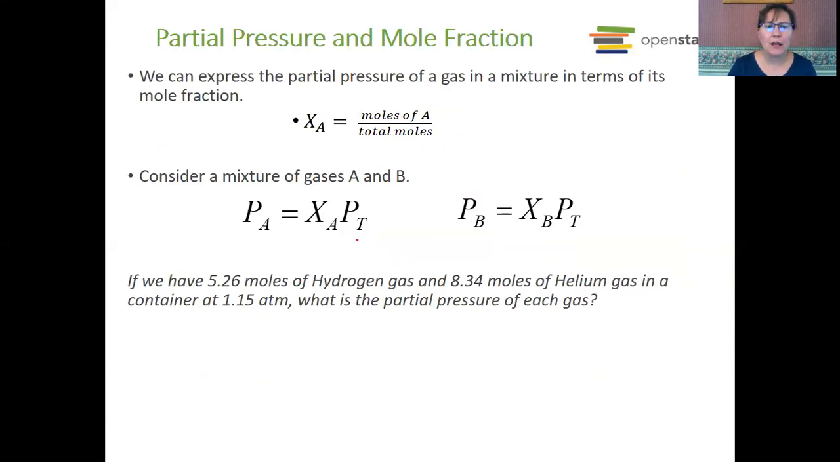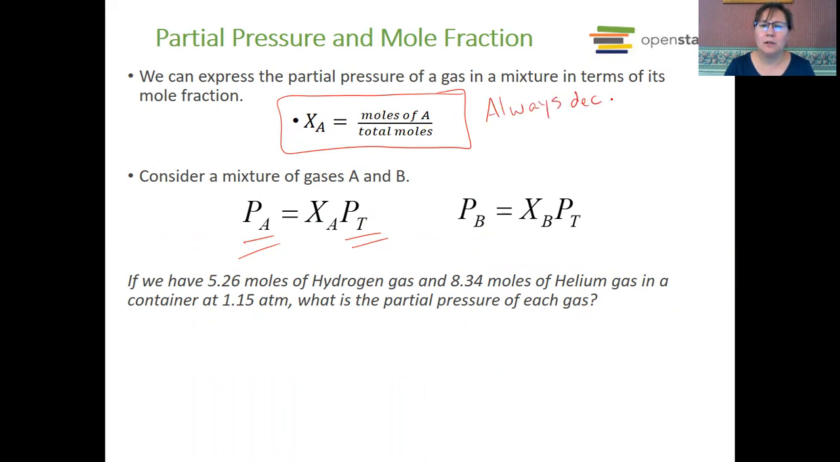Now, sometimes we want to be able to link total pressure to partial pressure, and the way to link a total pressure and a partial pressure is what we call a mole fraction. Okay, and the mole fraction of any gas A is equal to the moles of that gas divided by the total moles. And mole fraction will always be a decimal because they always add to 1, and it is unitless. And what that means is that there are no units. Okay, and so let's take a look at a practice problem here.